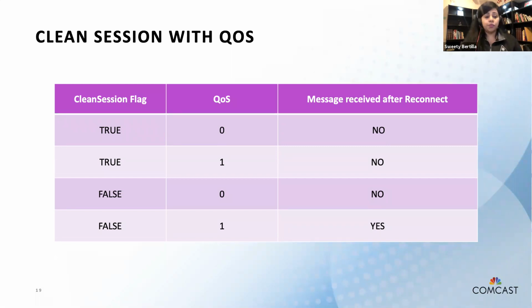When you set clean session to false, you're saying I will save your subscription information. But if your quality of service is 0 and you lost your connection, it's not going to deliver the message, because quality of service 0 is fire and forget. If you don't receive it at that time, you won't receive it again. But if it's false and your quality of service is 1, then you would receive your information if you lost the connection in between.